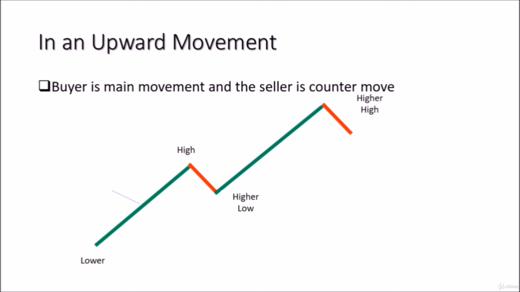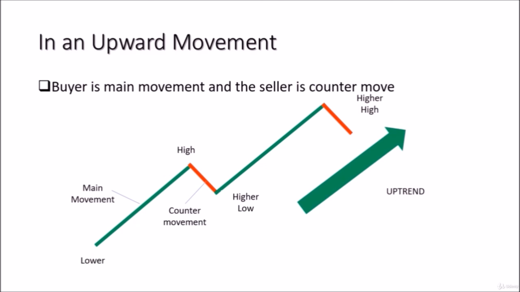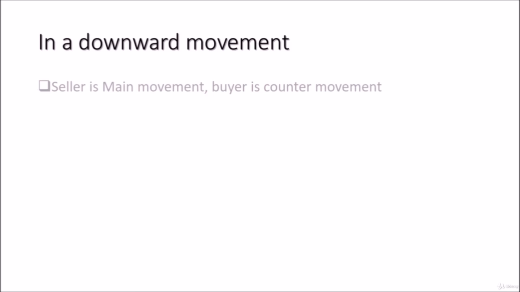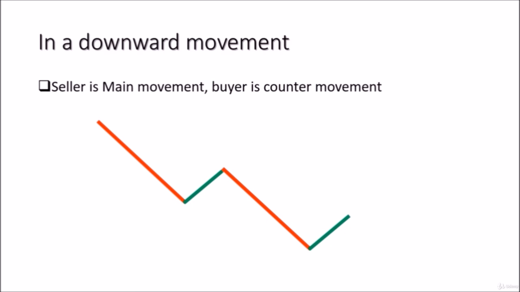In this movement, we can conclude that the main movement is upward, which is when the bull market takes place. If the movement is making lower highs and lower lows, then we can conclude that the market movement is downward. Thus, the main movement is downward and the counter move is upward, as in the figure.